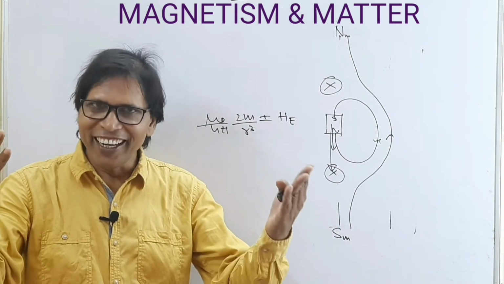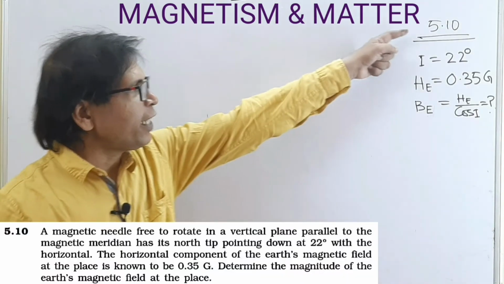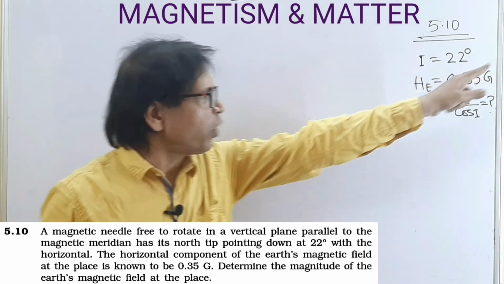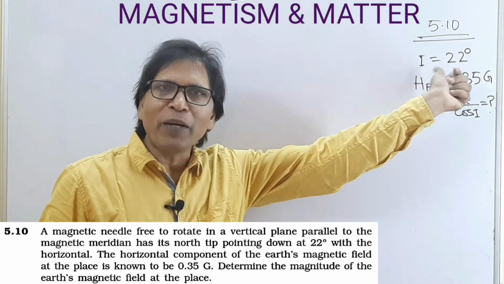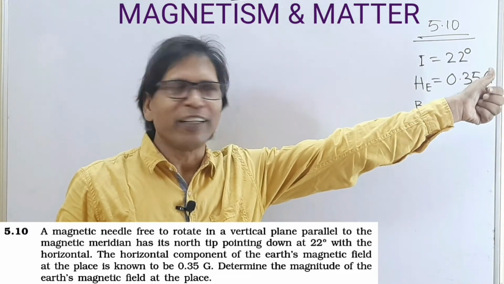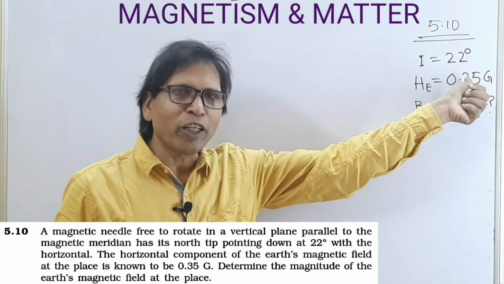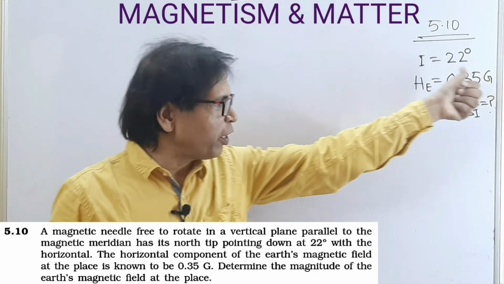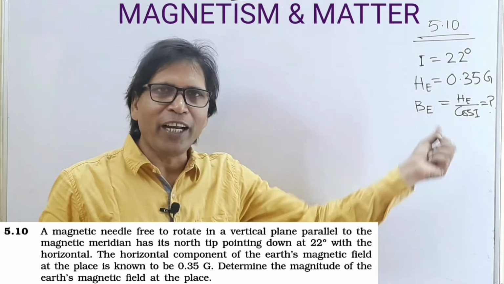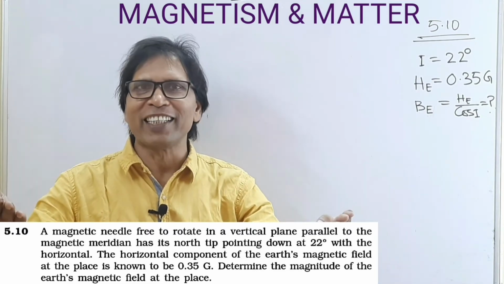Okay, now next. Now NCERT 5.10. Look at this. Here angle of inclination or dip is given. Horizontal component of earth magnetic field also given. We have to calculate the magnitude of earth magnetic field.